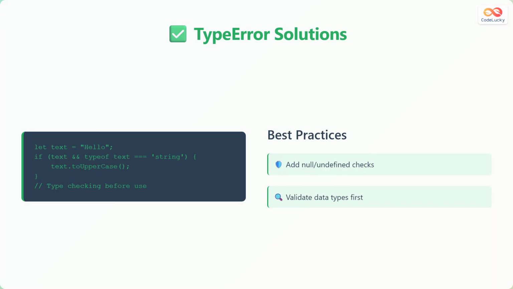To prevent type errors, it's essential to validate data types before performing operations on them. Add checks for null or undefined values, and ensure that the data types are correct before using them. Here's an example of how to avoid this error. First, declare a variable named text and assign the message "hello" to it. Then add an if statement to check if the text exists and the data type of the text is of type string. If that is true, then call the toUpperCase method on it.